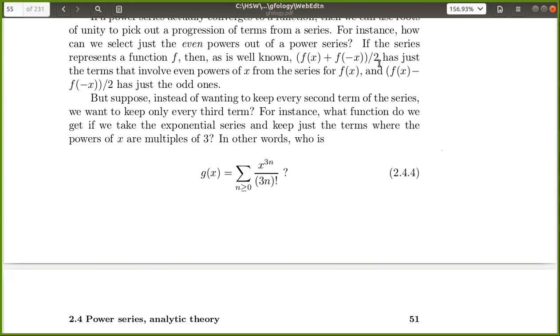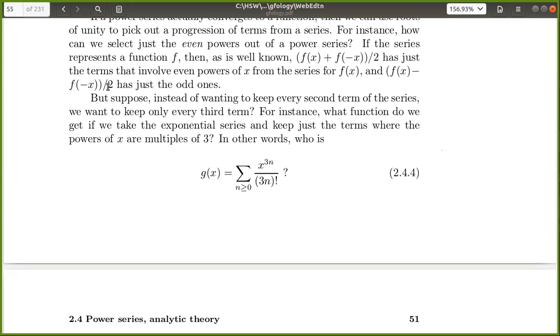And similarly, if you take the difference f(x) minus f(-x), then this is the reverse of this. So odd powers, which came with a minus 1 raised to something for the odd values, and then with this minus, it really becomes a plus here. So odd terms get collected twice and then you divide by 2. So this was when you were trying to extract just the even powers or just the odd powers. But can this be extended a little further?